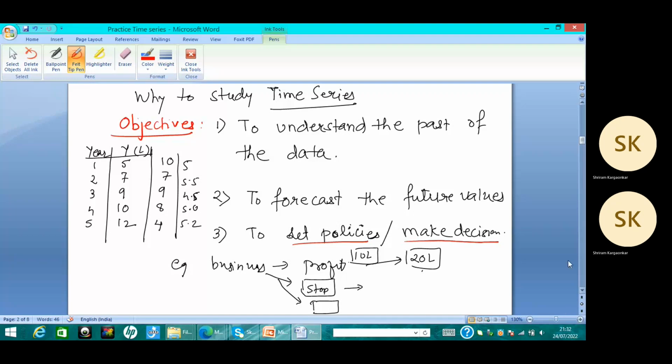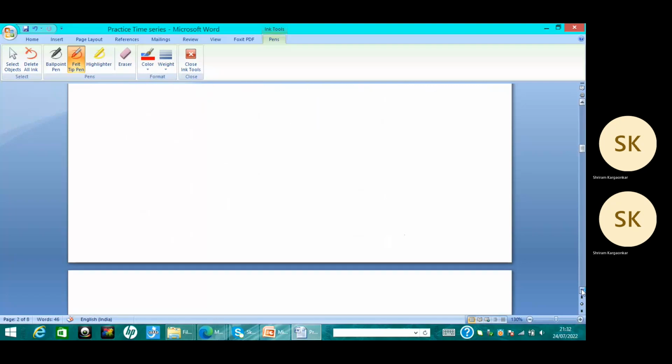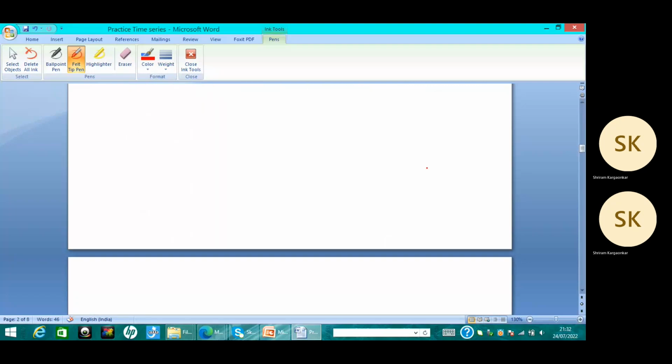So these are the objectives of the time series. Hope you understand this. So this is the concept of time series. Thank you very much.